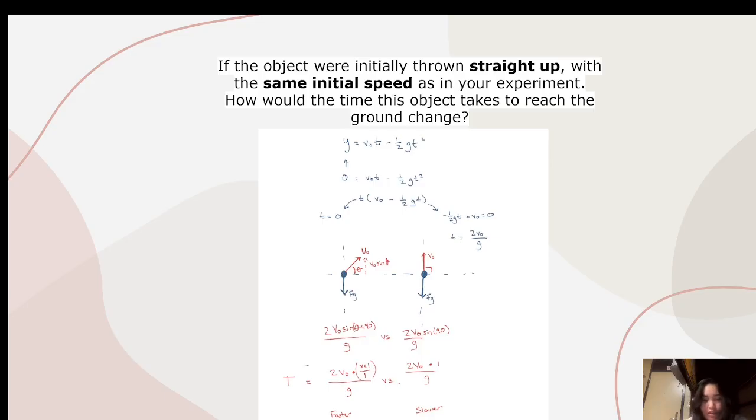when it's completely up, it is perpendicular to the ground, which is 90 degrees. And of course, the sine of 90 is equal to 1. So you would have the entire velocity showcased. Whereas if it's thrown at an angle, you only have a fraction of that velocity, which would mean that the time is actually shorter if it's thrown at an angle, while if it's thrown straight up, it's going to take longer.